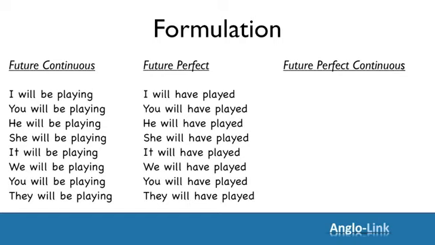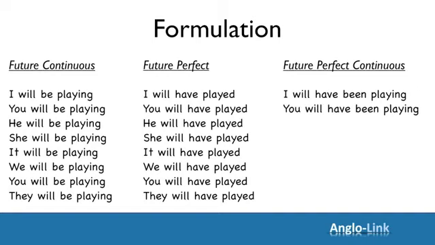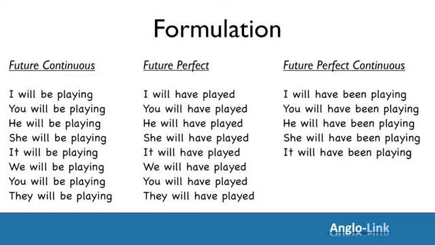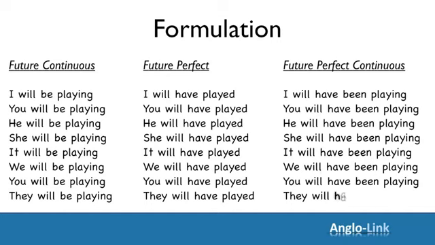Let's look at future perfect continuous. As you can imagine, it's the two together. Will have been and the ing form of your verb. I will have been playing. And it remains the same for all the pronouns. You, he, she, it, we, you, and they will have been playing.